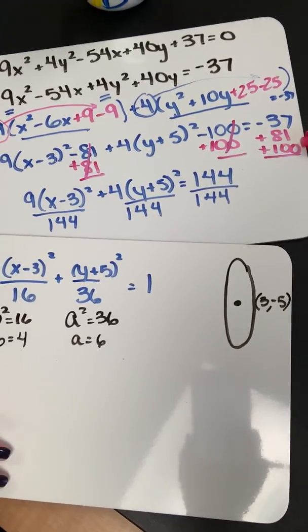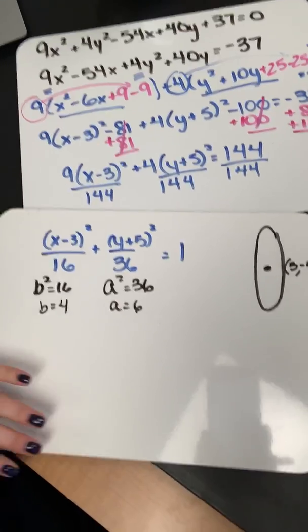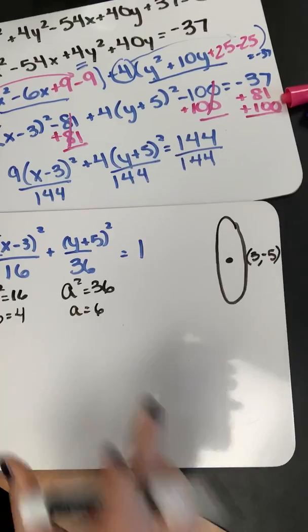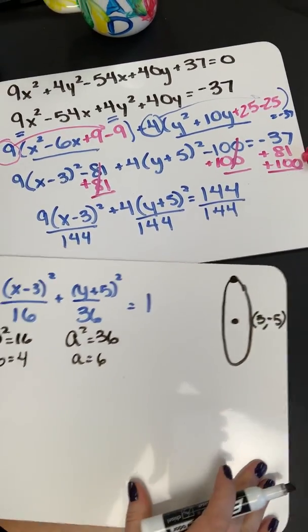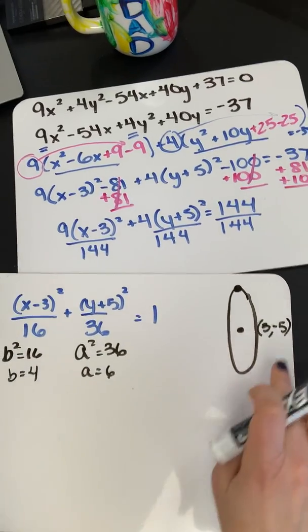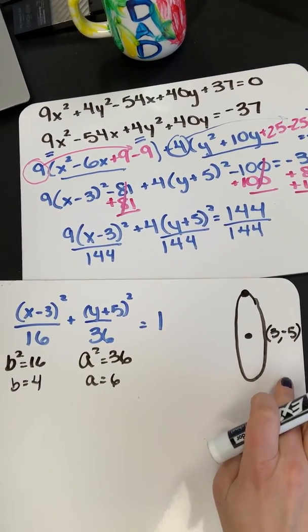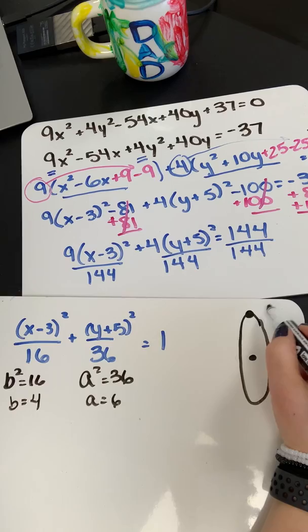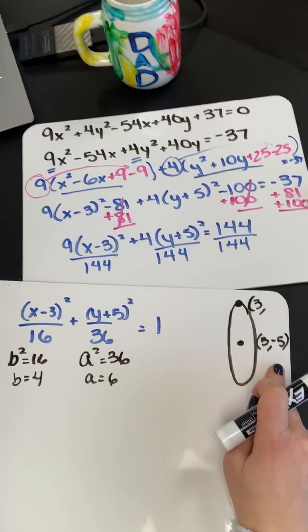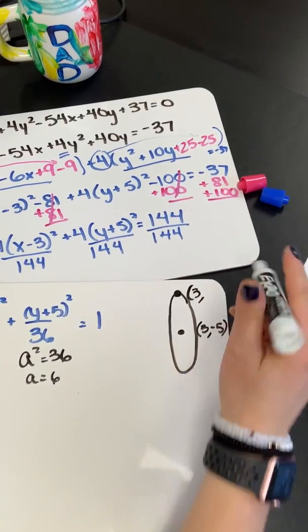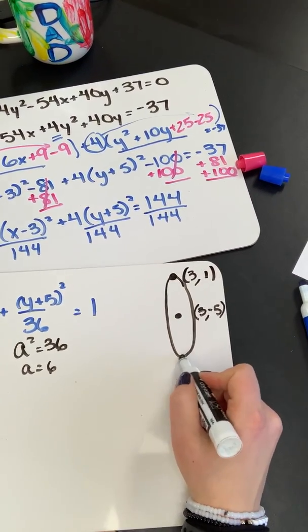All right. Now, we have to count how many boxes up and down. Well, if you think about it, the a value is the longer one. So that's how many you're going to count up. Okay, so I want to go up 6 boxes from this center there. So the x value stays the same, so we still have 3, but my y value, I'm adding 6, so -5 plus 6 is 1.